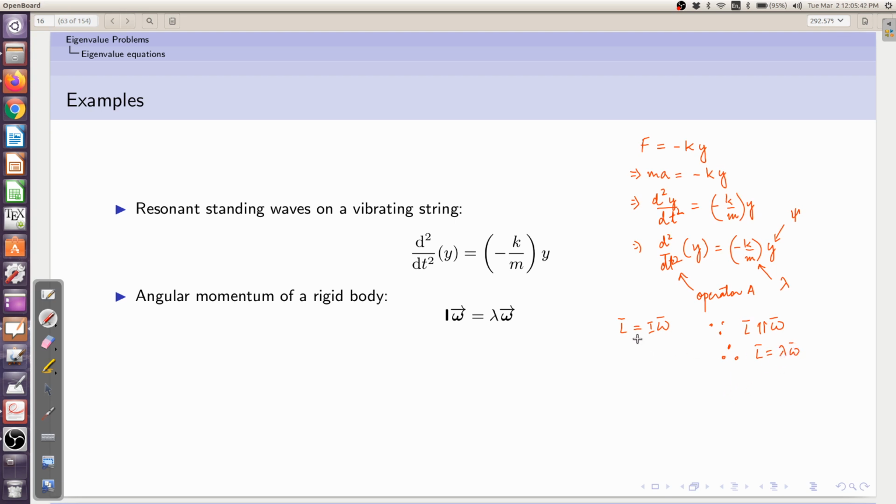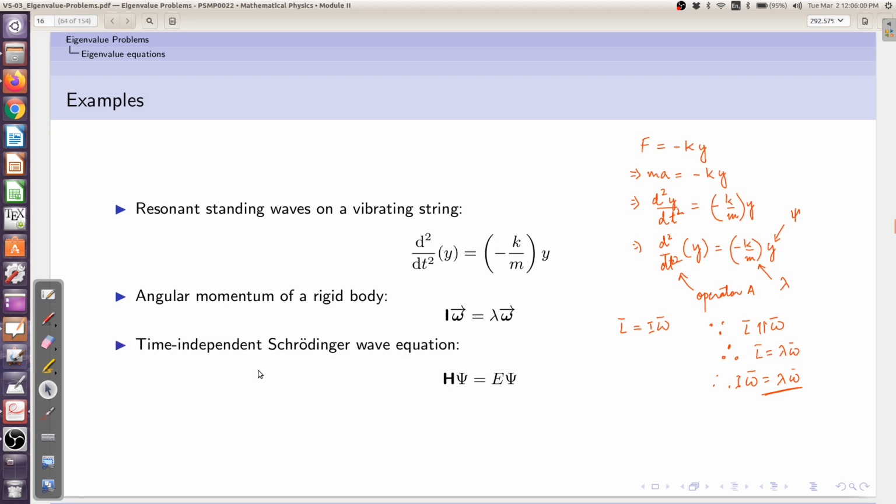Now substitute this back over here. On the right hand side we have I into omega, and on the left hand side we have L. So L is nothing but lambda into omega. So this becomes the eigenvalue equation that we have for the angular momentum of a rigid body. Another example is, of course, the time independent Schrodinger wave equation. The Hamiltonian operator, when it operates on a wave function, gives us the energy times the wave function. So here, this is your lambda. This is known as energy eigenvalues.